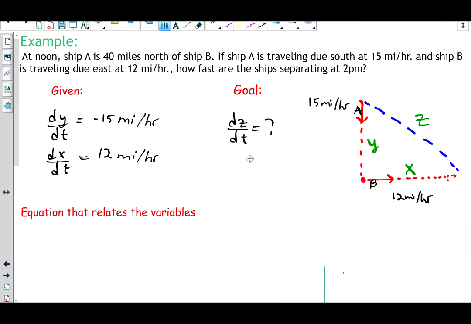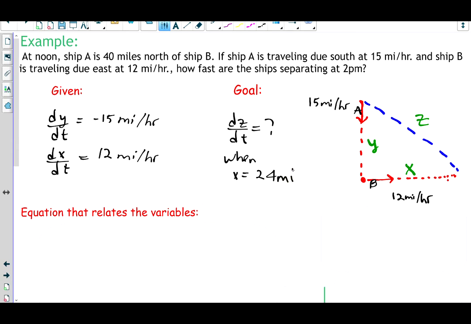And at the moment when x equals, well, notice that they both started at noon, and we want to know what happens at 2 p.m. So they both traveled for 2 hours. So at that moment in time, how far has B traveled during the 2 hours? 12 miles per hour multiplied by 2 hours, that one has traveled 24 miles. Okay, so x equals 24 miles.